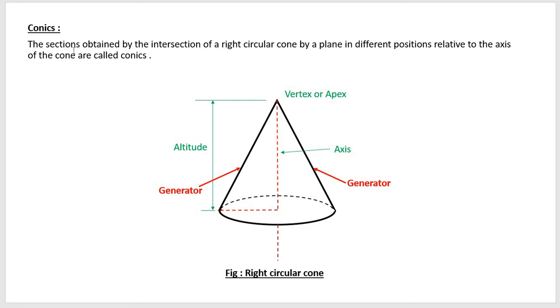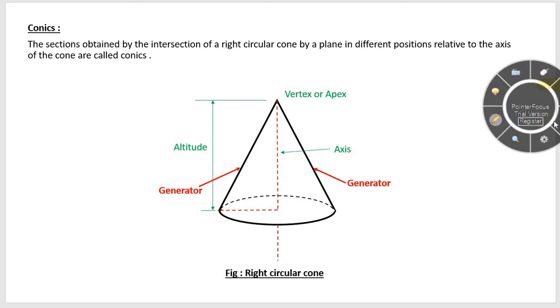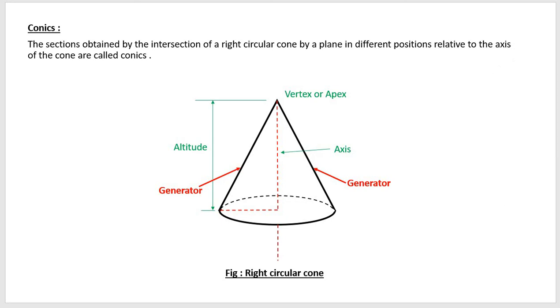The first one: the sections obtained by the intersection of a right circular cone by a plane in different positions relative to the axis of the cone are called conics. Let us take a right circular cone, and the top point is called vertex or apex.